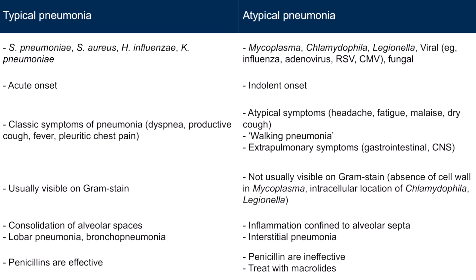chest pain. In contrast, atypical pneumonia is caused by atypical bacterial pathogens such as Mycoplasma, Chlamydophila, Legionella, viruses such as influenza, adenovirus, RSV, CMV, or fungi. It presents with an indolent onset of atypical symptoms such as headaches, fatigue, malaise, and dry cough. Oftentimes the symptoms are mild and do not bind the patient to bed, giving it the name of walking pneumonia. Atypical pneumonia can also present with extrapulmonary symptoms, for example, the gastrointestinal and CNS symptoms seen in Legionella pneumonia.